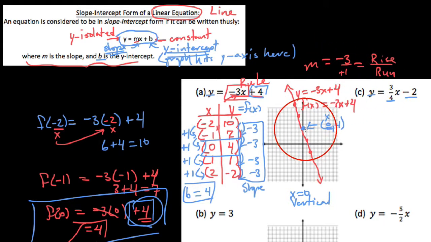So essentially, I could have known right off the bat that my graph hits the y-axis at this y value of 4 just by looking at the b value, and I could have known just by looking at this m value, or slope value, that my graph goes down 3, right 1, just by looking at it.